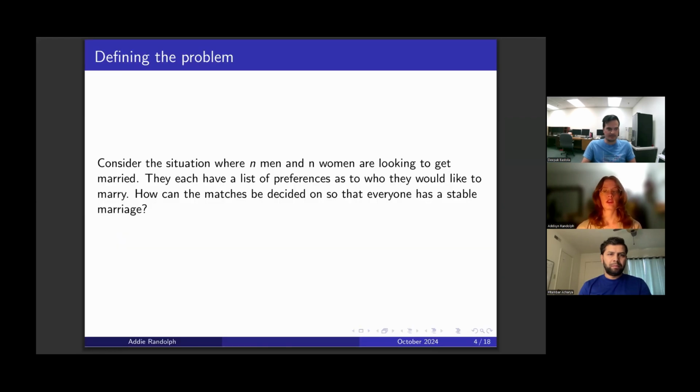So just an introduction as to what the problem is. If we have a situation where we have n men and n women who are looking to get married, we want to match them together, but they each have a list of preferences as to who they would like to marry. So they make a list of like they want to marry this one more than this one, and all the way down to including all n men or women. And then we want to figure out how we can match everyone so that they have a stable marriage.